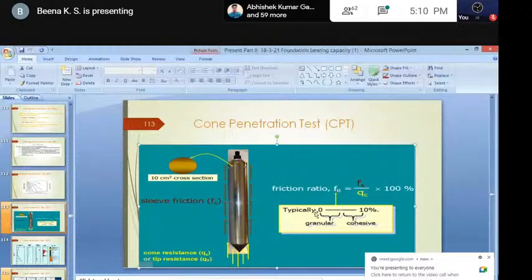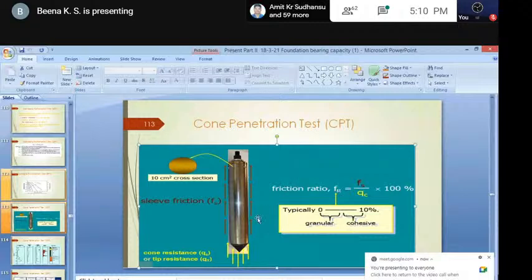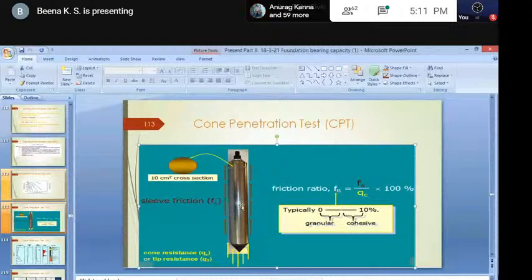Here comes the cone penetration test. It's another test, normally done to get an assessment of the strength characteristics of the soil. So we have a cone having a tip resistance. We measure the cone resistance qc or tip resistance qt, which are the notations normally used.